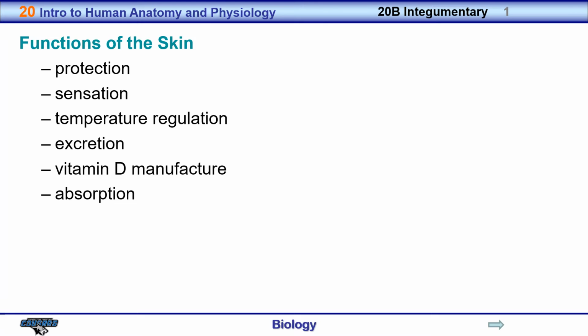And then our skin functions in absorption. It absorbs some chemicals, a few drugs, and a small amount of oxygen. Some drugs are actually administered by applying a little patch to the skin or something like that.